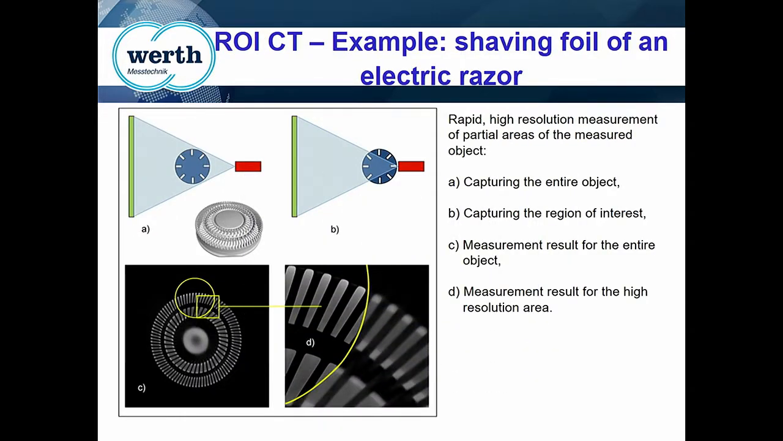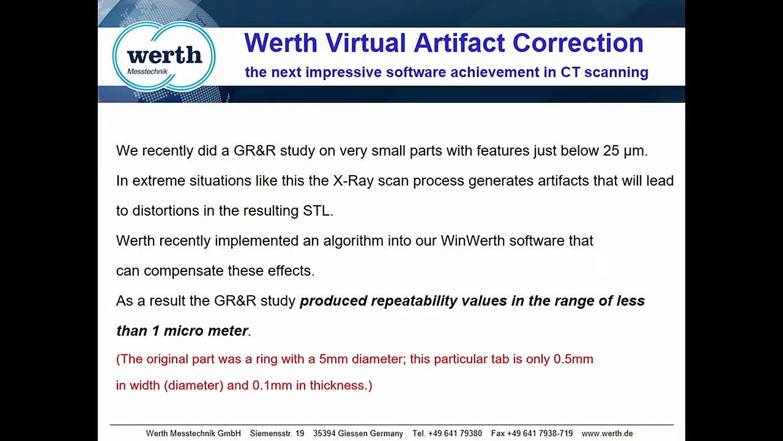We also have region of interest scans. So if there's just one specific location on the part that you are looking to measure, you can do that. How that's done is you would first do a scan of the overall part so that you can establish a coordinate system, and then do a scan specifically focusing on the region that you're looking at. Like Bob mentioned.